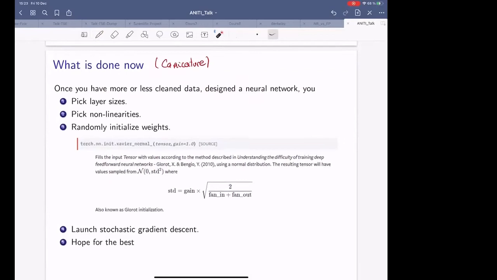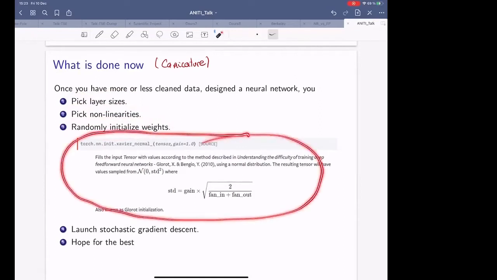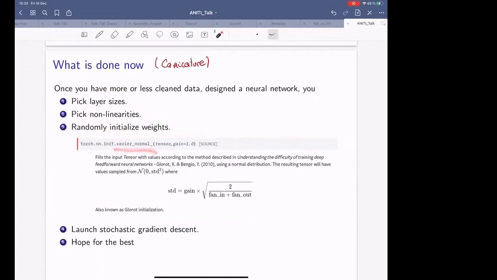Then comes a phase that I found a little problematic. You pick layer sizes, you pick non-linearities. If you ask PyTorch to just launch the training, it randomly initializes the weights, and the default initialization is one of them. You have others, and this is a screenshot from the documentation of PyTorch: the Xavier normal initialization, and it initializes all the weights according to the method described in Understanding the Difficulty of Training Deep Feedforward Neural Networks by Glorot and Bengio. And here it's a normal distribution. You can also do uniform. There are also so many variants.